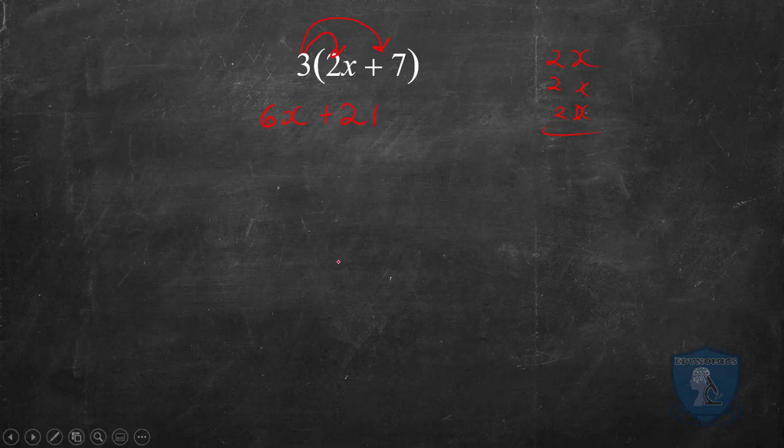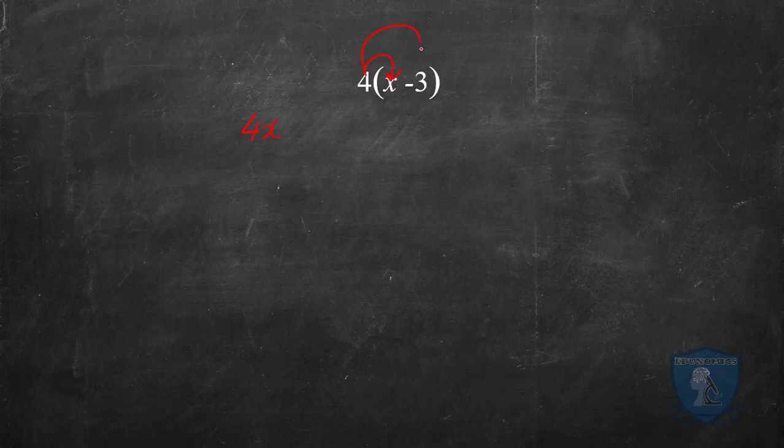All right, so let's work this one with me now. 4 times x minus 3. So let's go. We know that when we multiply that, we're going to end up with 4x, because 4 times the x is giving us 4x. Then 4 times the minus 3: put 4 times minus 3 in your calculator, you're getting minus 12.